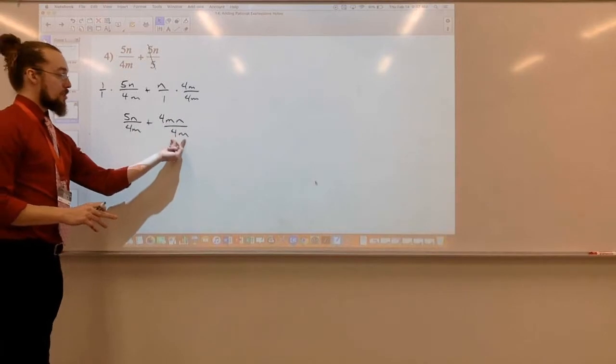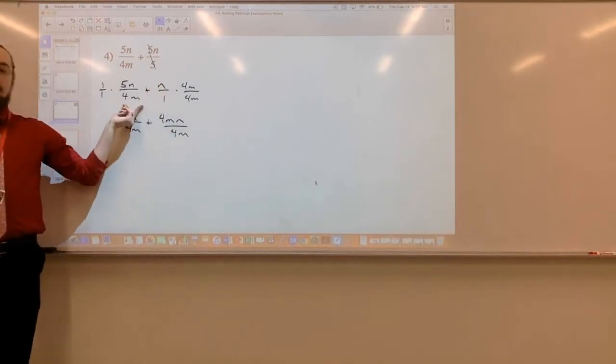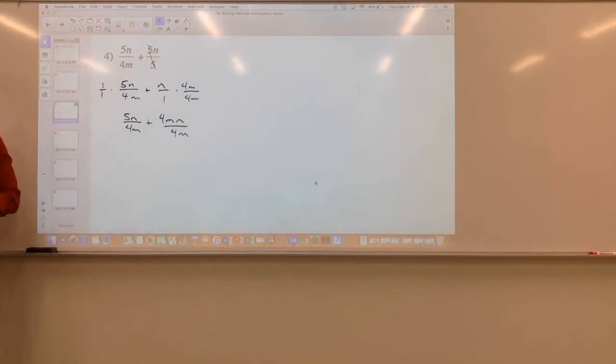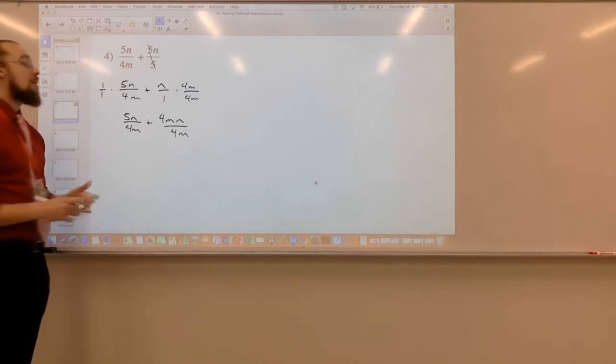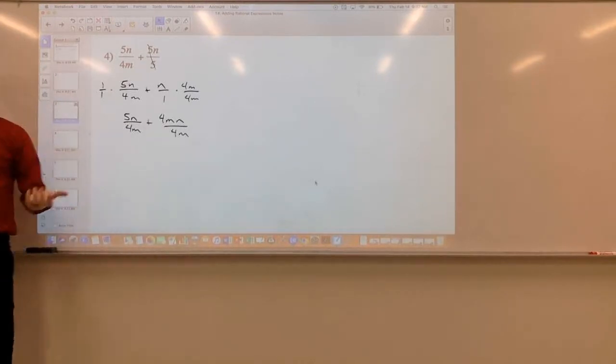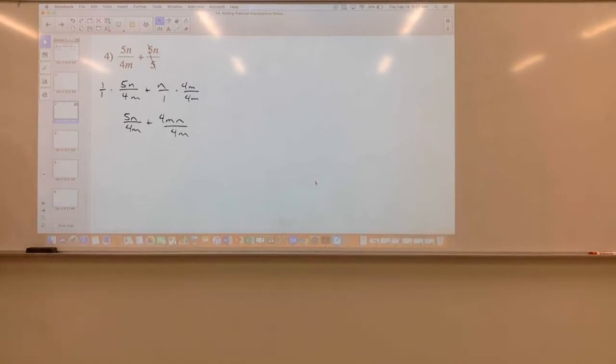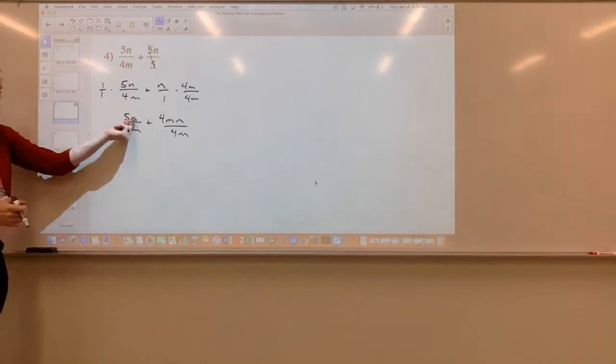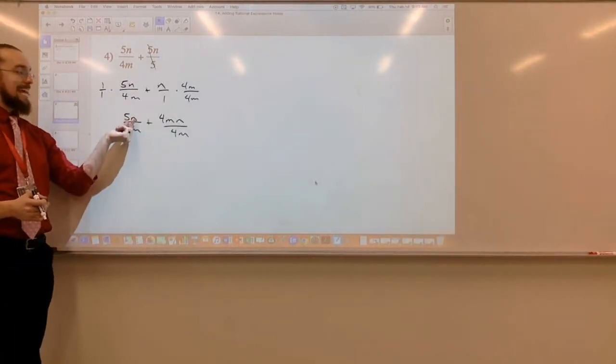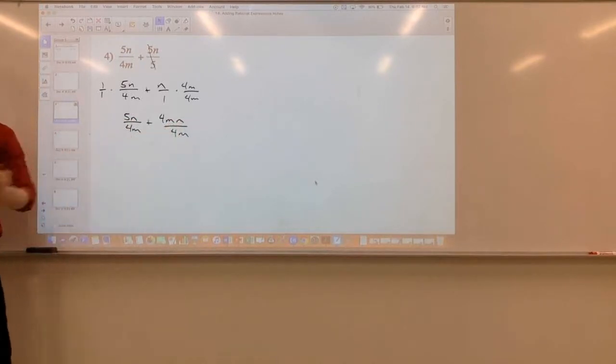Well, if I cancel out these 4m's, I would be back up to here and I would not have common denominators. So when we're adding things together, we can only combine them if they are like terms. What does it mean to be a like term? Yeah, they have to have the exact same variable. These two things do not have the same variable, right? This has n and this has mn. So these are not like terms. I cannot combine them.